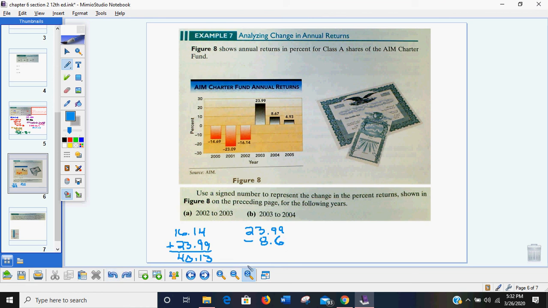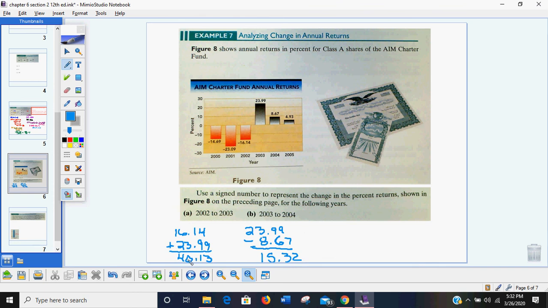Okay, now when we subtract that, you end up with 15.32. And this one, you're going to say it decreased 15.32. Even though you're still in the black, in other words, you're above 0, you're not in a negative number.